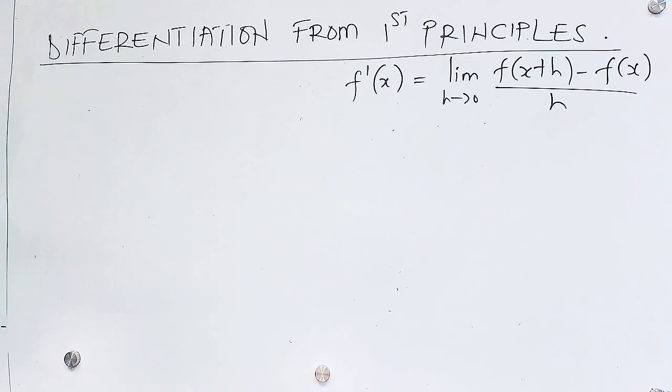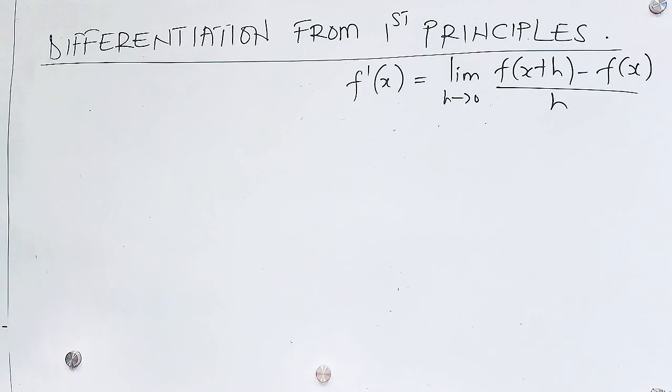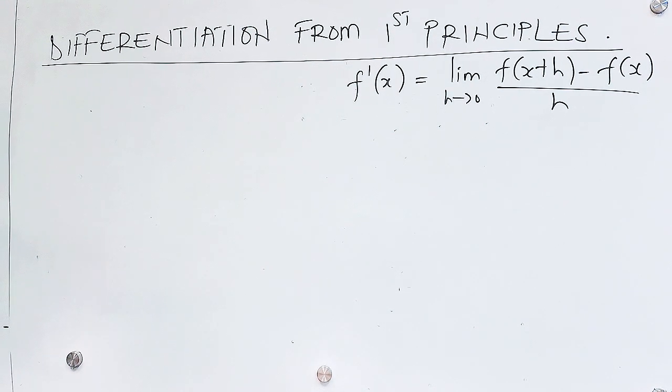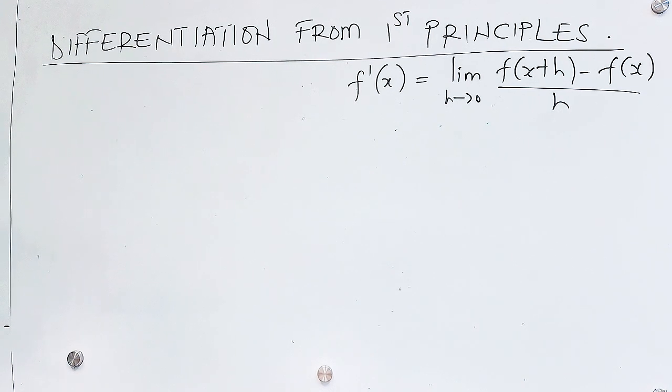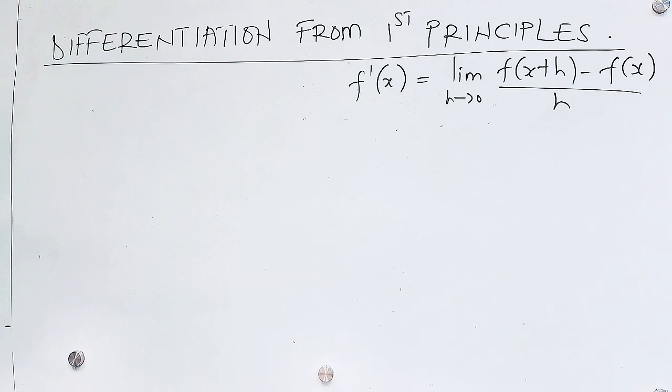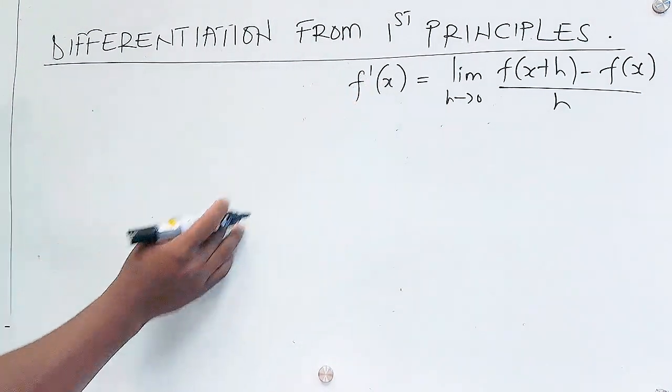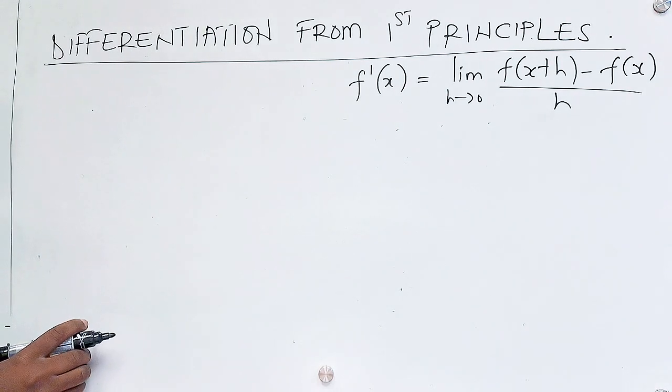Hello guys, in this video we are doing differentiation from first principles. So differentiating from first principles, we might be given a function and the question is asking you to differentiate it from first principles. So we have the formula which we are going to use, which is f prime of x. F prime of x, only one, that one, it shows its first derivative.